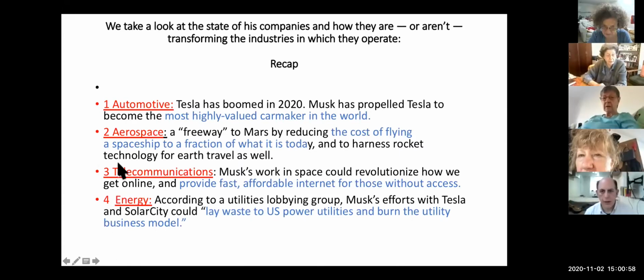But today we're going to be focusing on this one, and this one covers Starlink. It's the space internet, if you like, which is going to be a game changer.